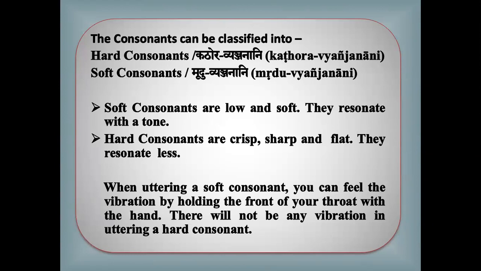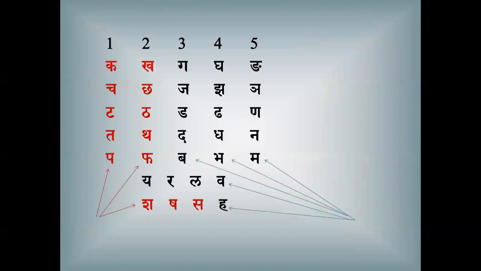This is in general the hard and soft definition, but what are the hard consonants? What are the soft consonants? We have learned all the 33 consonants now. That we will see. You can see here, I have marked 1, 2, 3, 4, 5, all the class consonants. All the semi-vowels are there: ya, ra, la, va, and sha, sha, sa, ha is there.